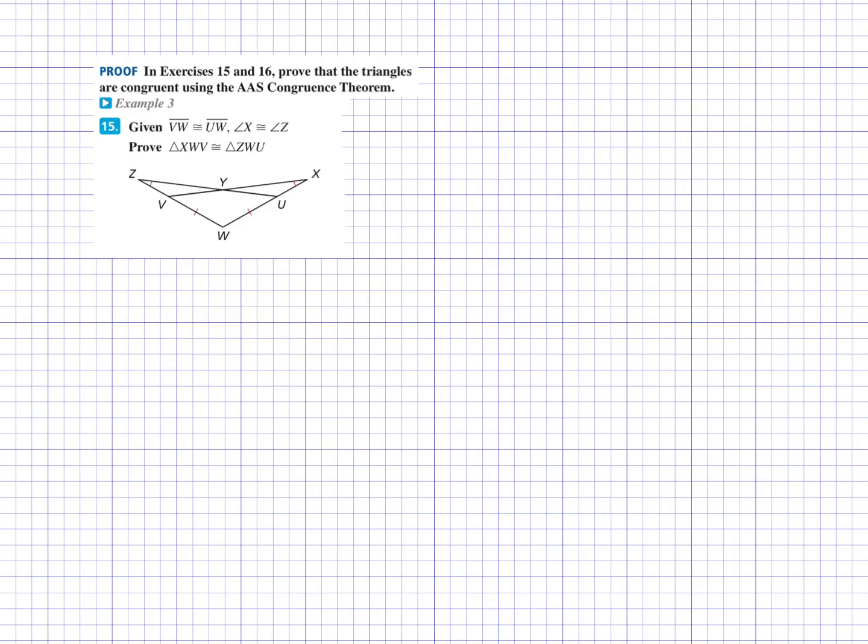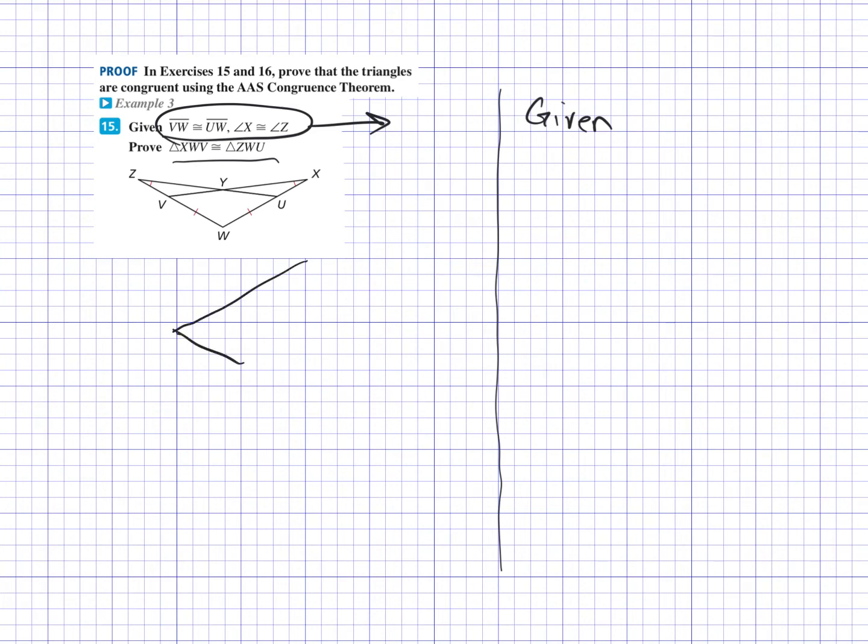All right, so let's start with another proof here. Again, we have our givens. And this piece goes right here. VW, let's see, what are we trying to prove here? XWV. All right, so I'm going to draw this out here. We're going to draw these separately. All right. So there's X, W, and V. And Z, W, U. Okay, so they're going this way on this one.